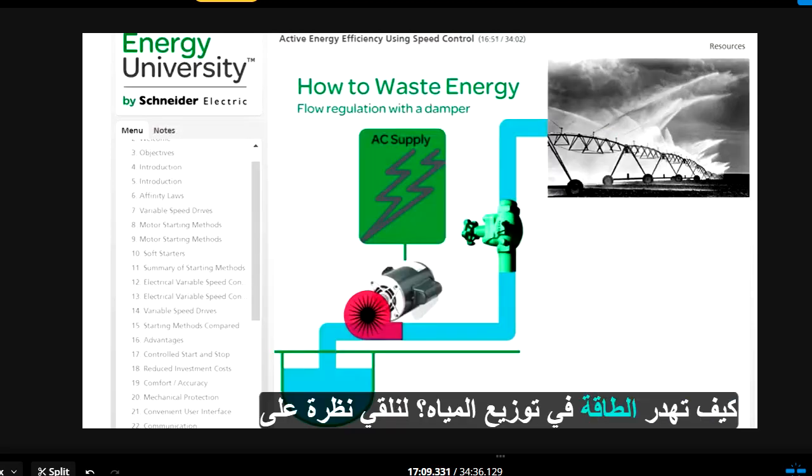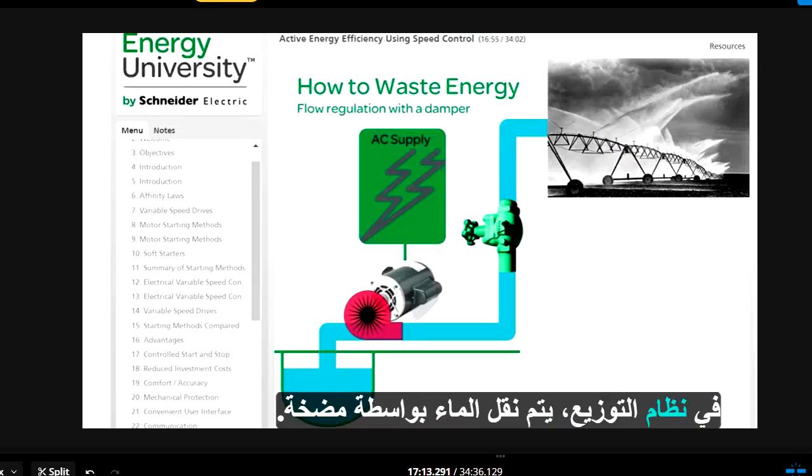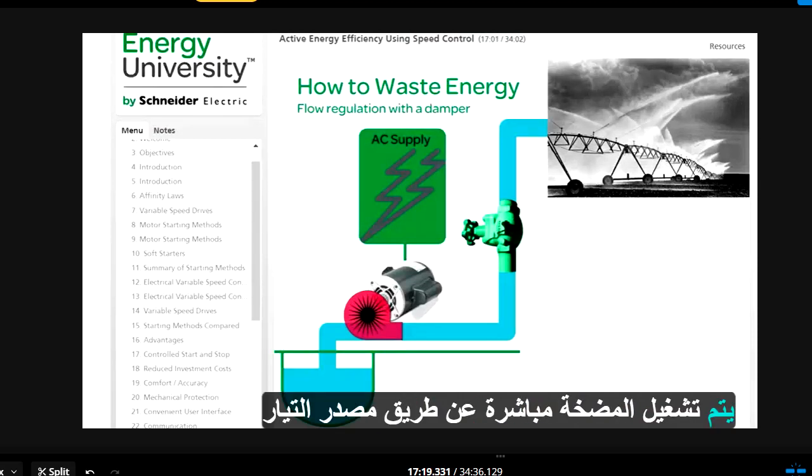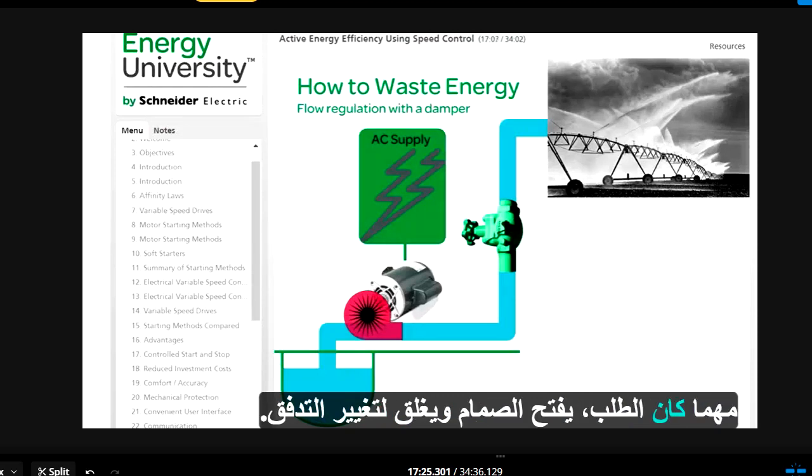How is energy wasted in water distribution? Let's look at an example. In a distribution system, water is moved by a pump. In this simplified irrigation installation, the pump is powered directly by an AC supply and always runs at full speed whatever the demand. A valve opens and closes to vary the flow.